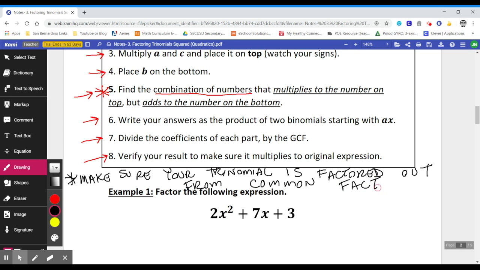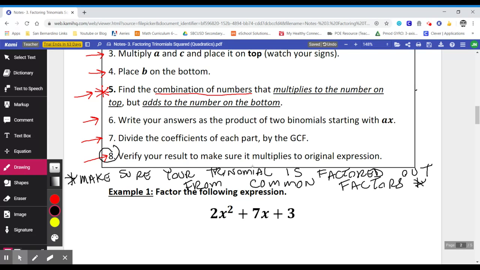So if there is a greatest common factor in all three, make sure you take out the greatest common factor first before you even start the problem. I didn't write that, but it's kind of important, because sometimes that will get you the wrong answer in the end, and it'll make step 8 not work. And you'll be like, why? How come it doesn't multiply to the original expression?